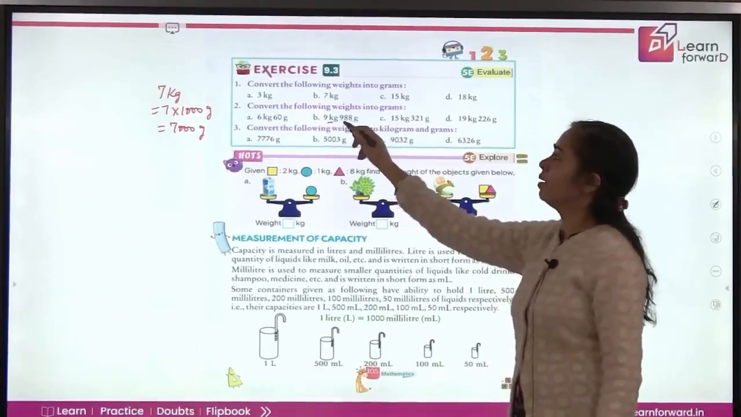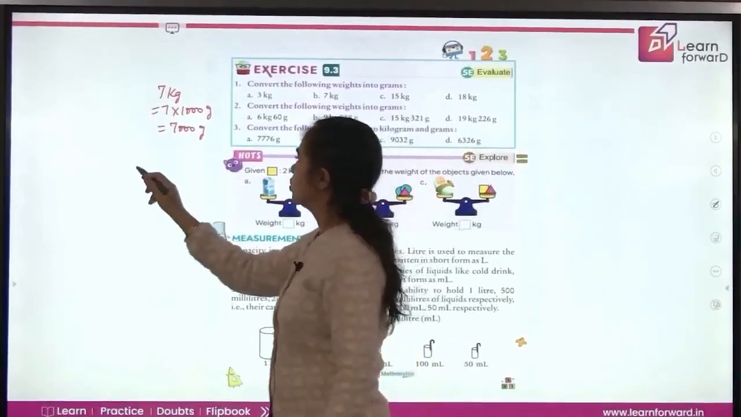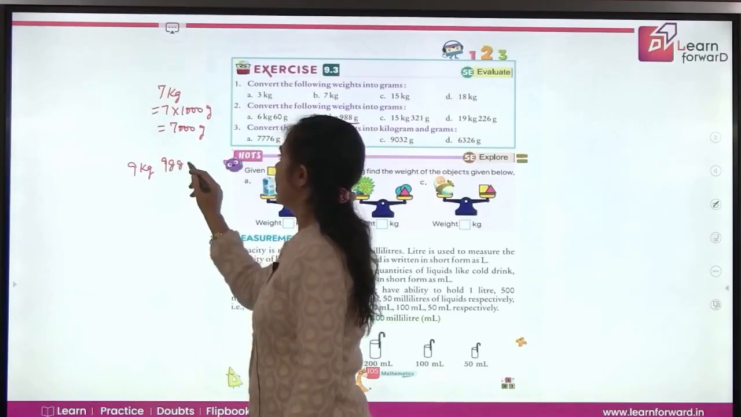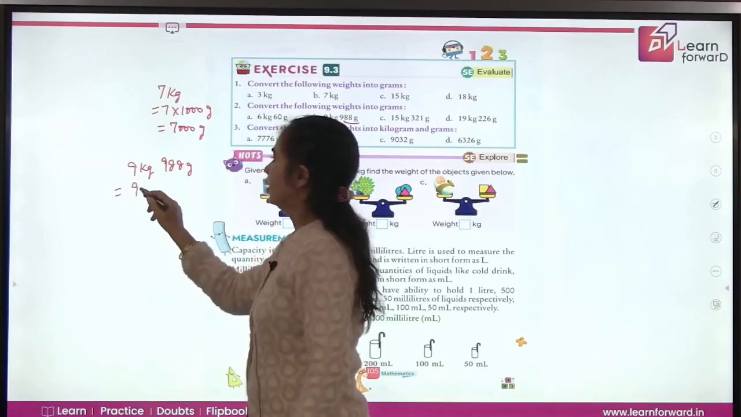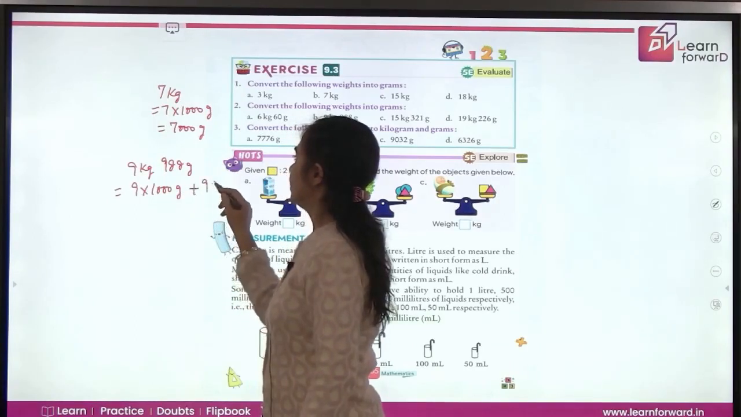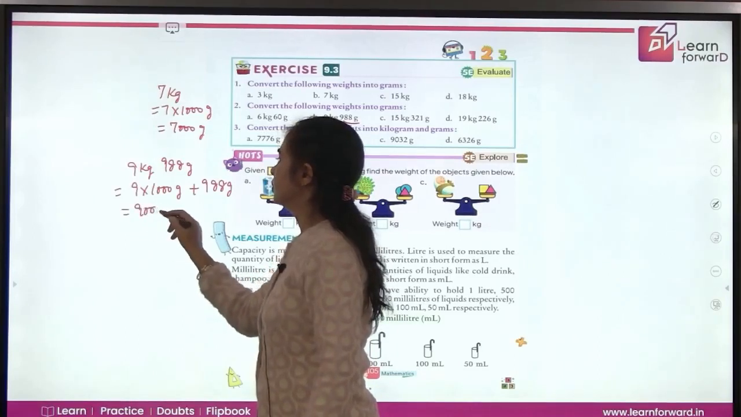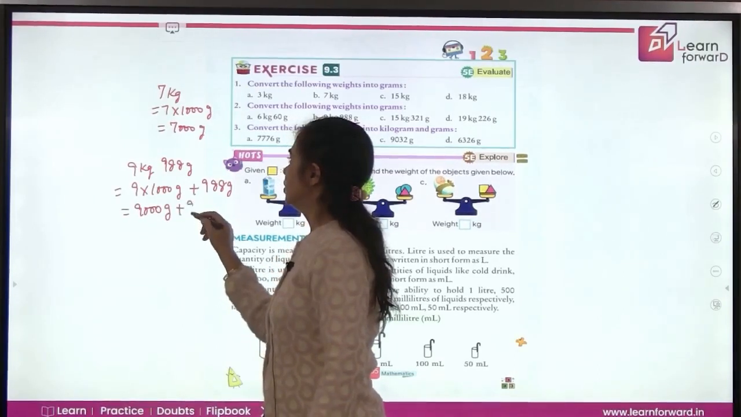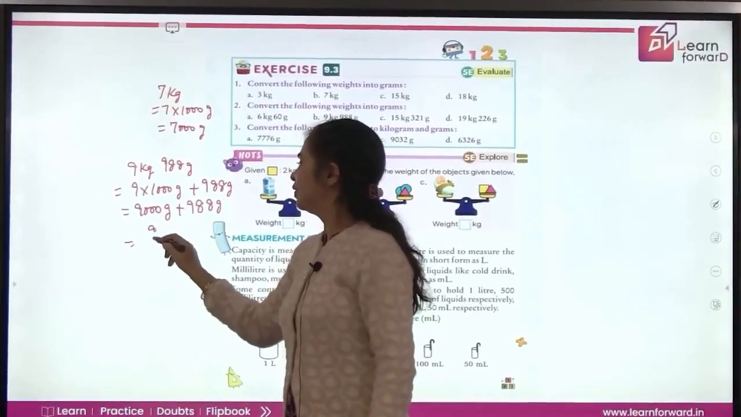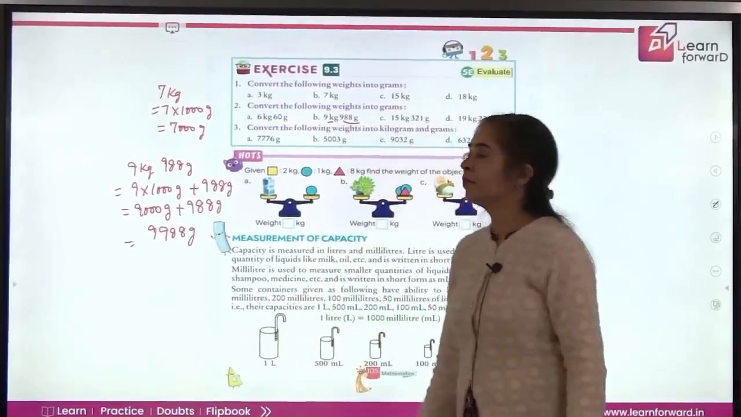Next question says convert the following weights into grams now. Here you have kilograms and more of the grams. Exactly, you will be adding. So 9 kg 988 grams, 9 into 1000 grams plus 988 grams, which is equal to 9000 plus 988 grams. What's the answer? Good, 9988 grams. Fine. Let's move to next.